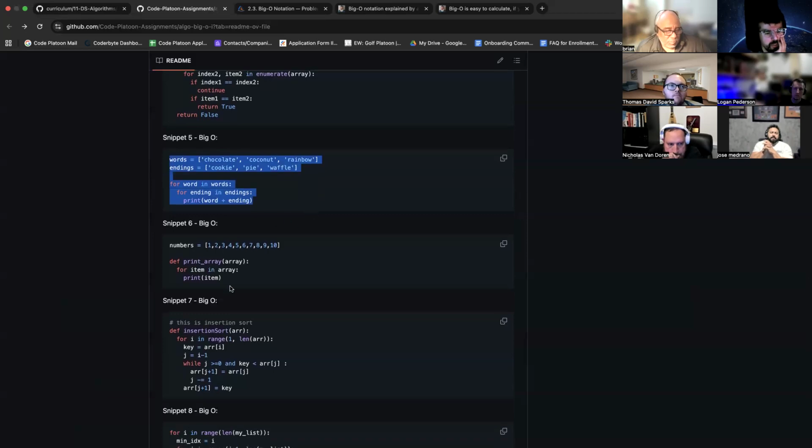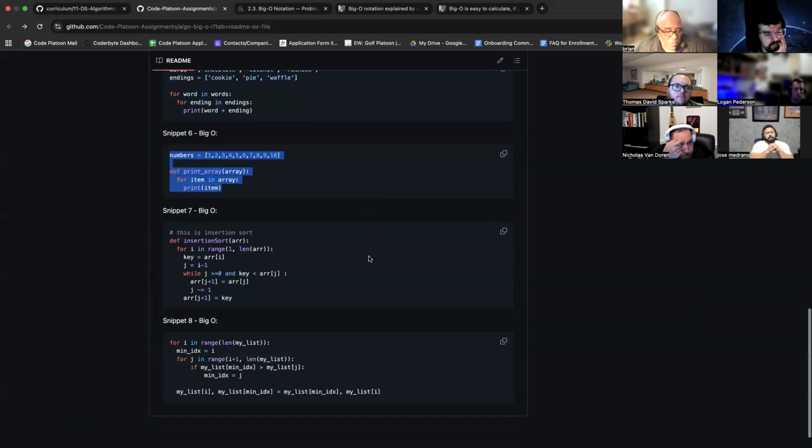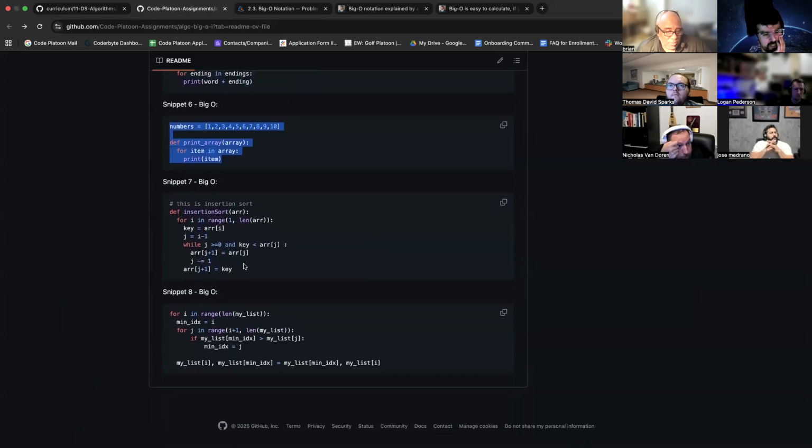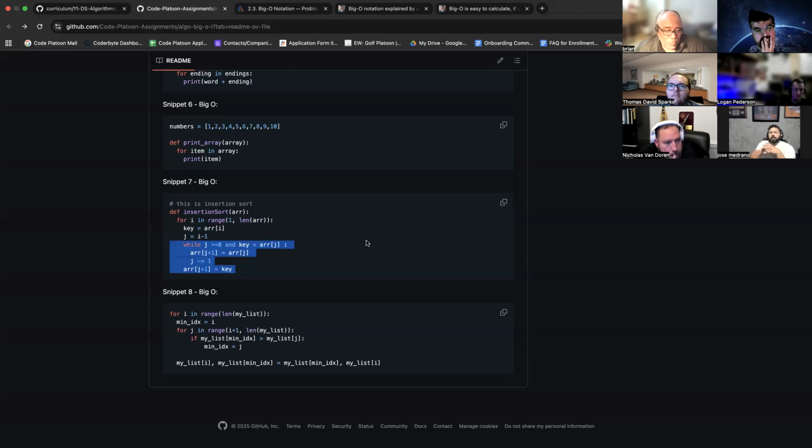All right. This one is just looping over an array and printing each item. That's a pretty easy one. The standard what? Standard n. O of n. This one's a little more complicated, right? This has an O of n loop on the outside and then a while loop on the inside. I mean, it's still a loop. Yes, it is.